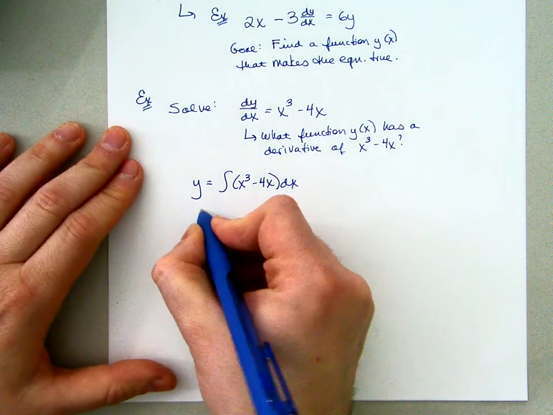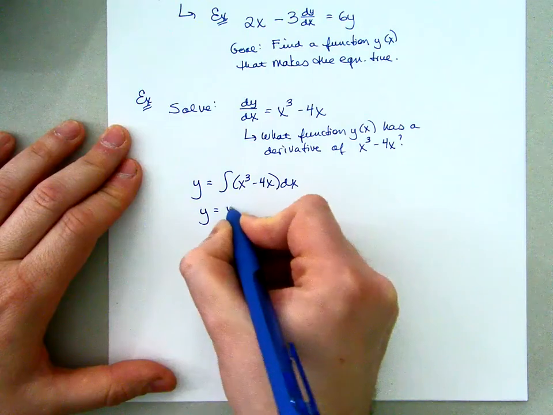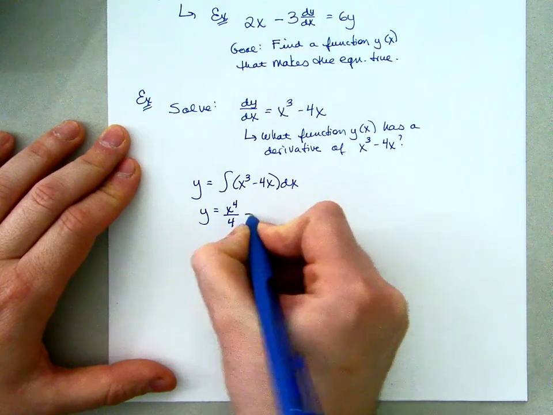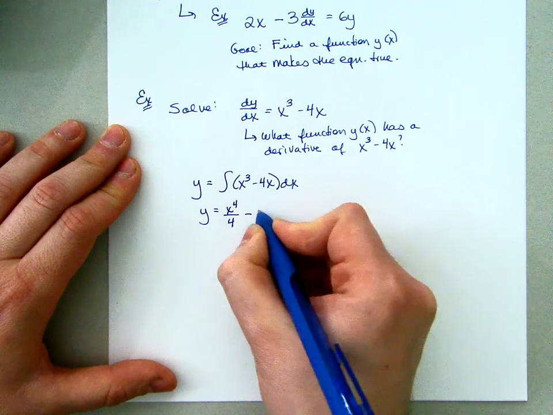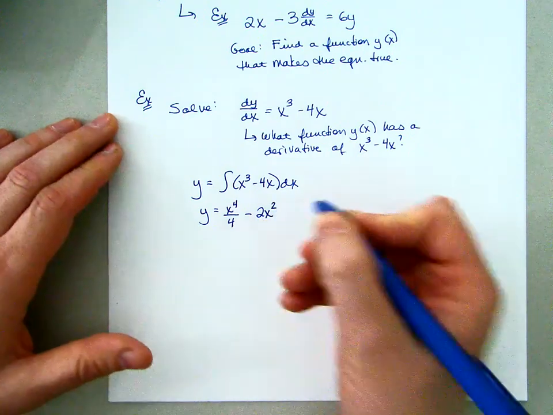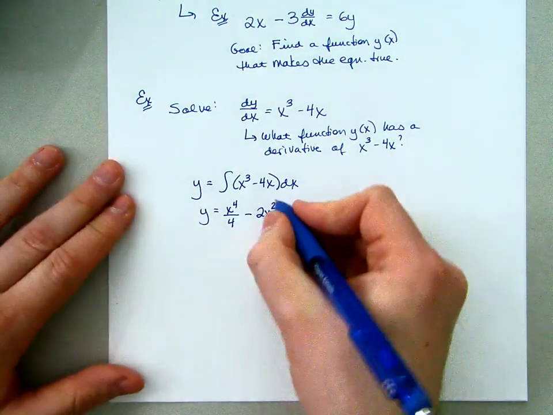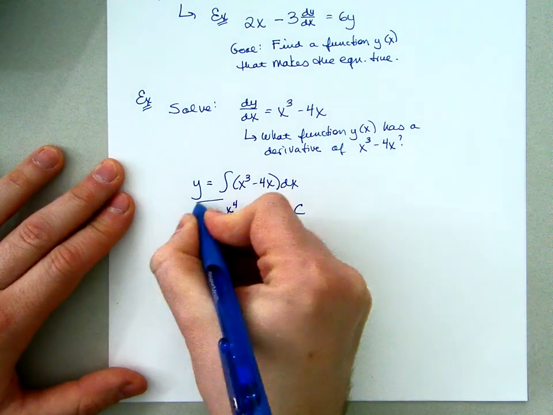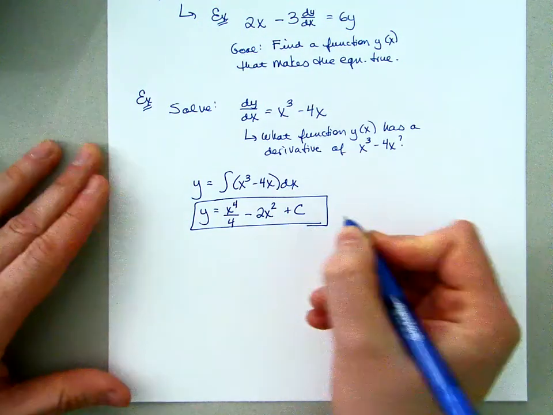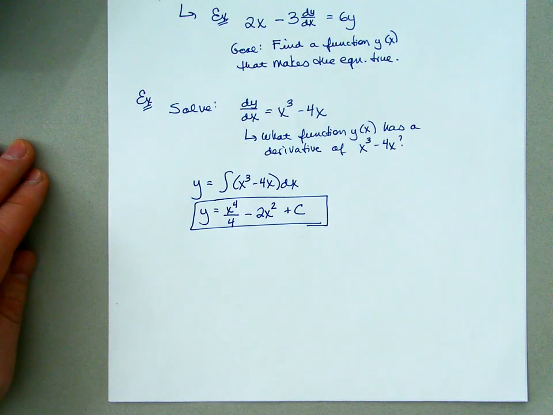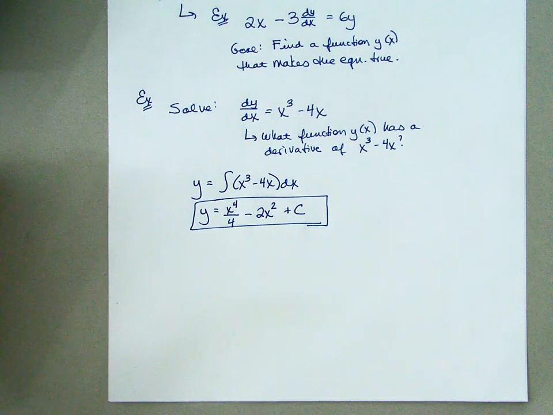And Richie, what is the answer? X to the 4th over 4. Yeah, so minus 4x squared over 2, so minus 2x squared. Well, almost. Plus a constant. We've just solved our first differential equation. There is one difference between this and yesterday. The only difference is now our answers are functions. So they need to be y of x equals, or y equals. That's it. That's the only difference.